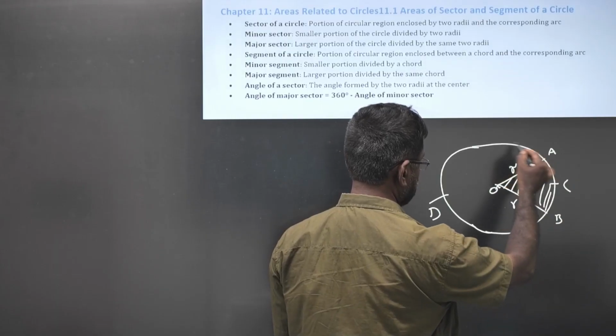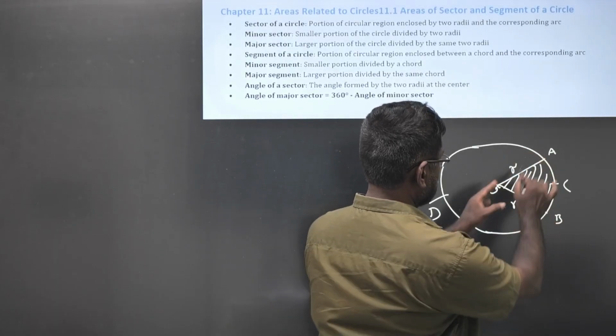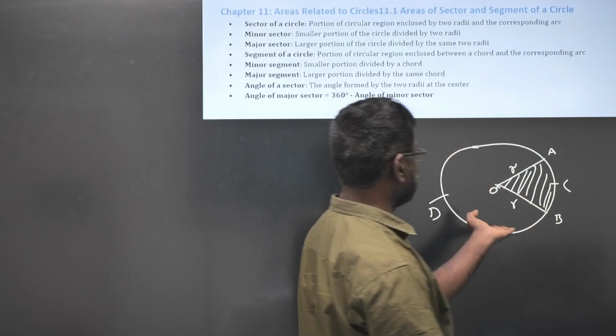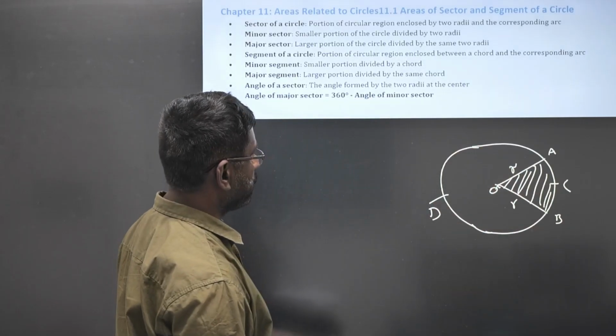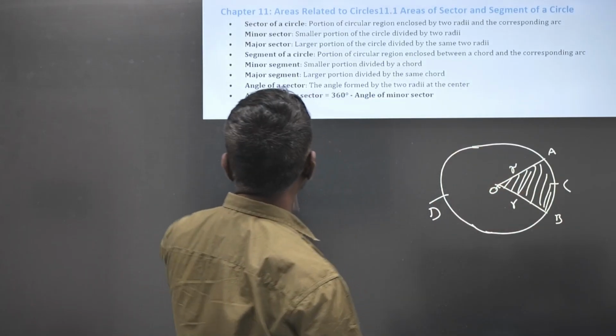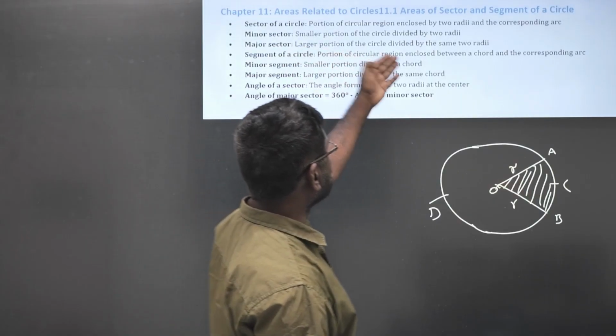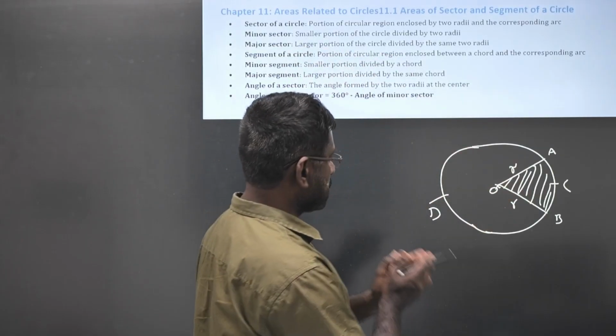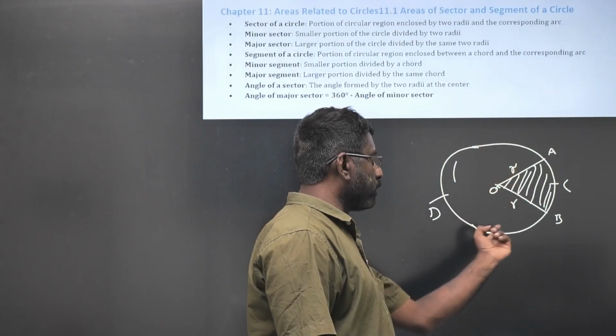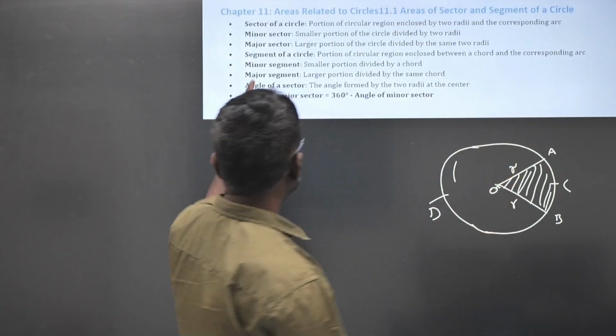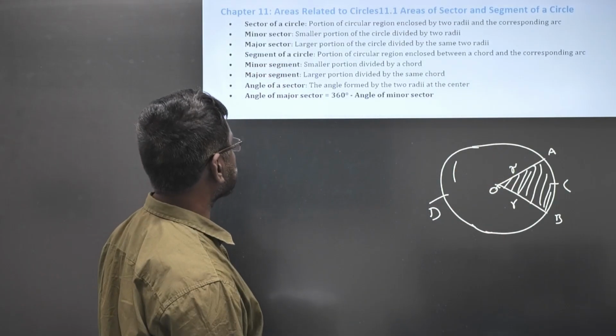ADBO. This is also a sector, this is the smaller sector. This is the larger sector. Or minor sector or major sector. Minor sector, smaller portion of the circle divided by two radii. That is the smaller sector. This big portion is the major sector.